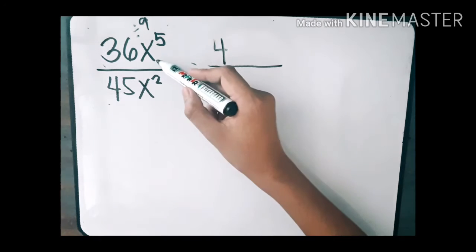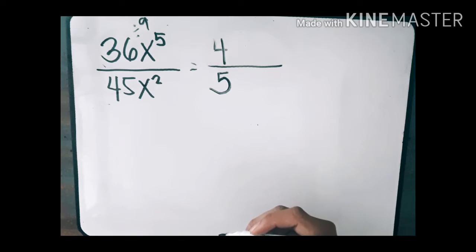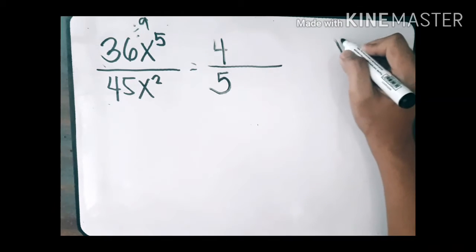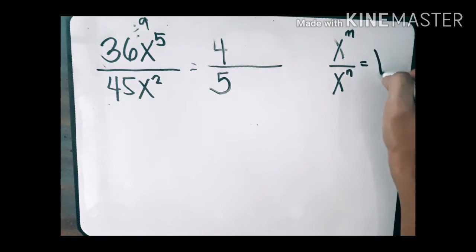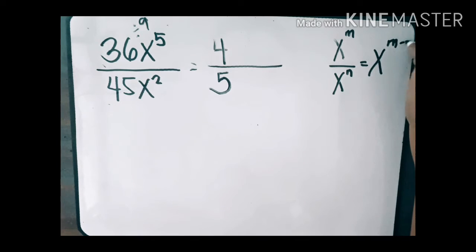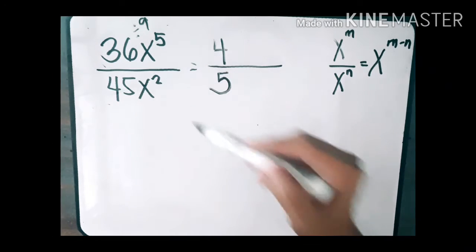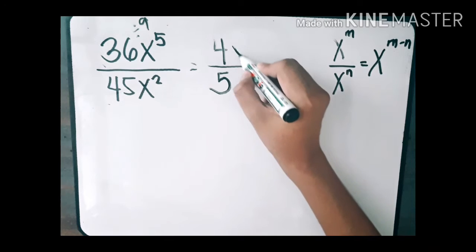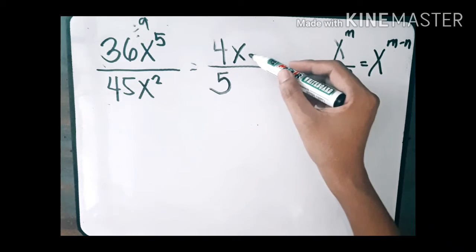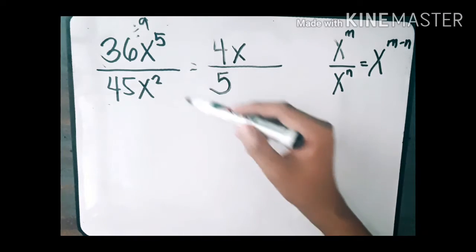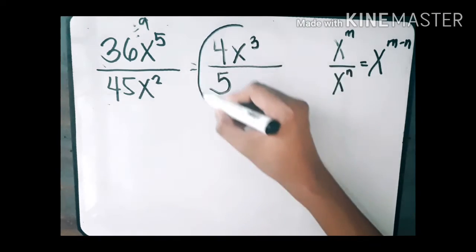Next is x raised to 5 over x raised to 2. So, apply natin dito yung exponential rule, which is x raised to m over x raised to n is equals to x raised to m minus n. So, ipagma-minus lang natin yung exponent. So, x, since itong 5, yung mas mataas yung exponent, dito natin siya ilalagay sa numerator. So, 5 minus 2 is 3. So, ang final answer natin is 4x cubed over 5.